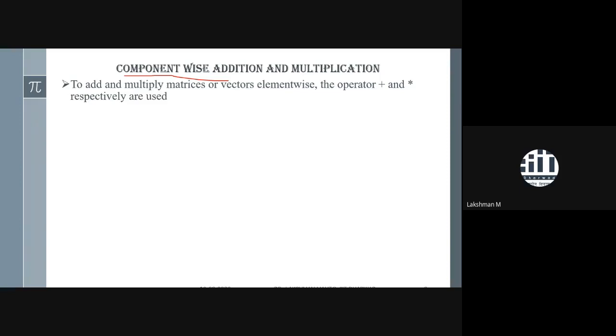To add and multiply matrices or vectors element wise, entry wise or component wise, we use the usual addition operation for component wise addition. That means the entry at the first place will be added to the entry at the first place of the second vector. Likewise, component wise addition is happening. Multiplication also is component wise multiplication of the entries of two different rows, two different vectors or two different matrices.